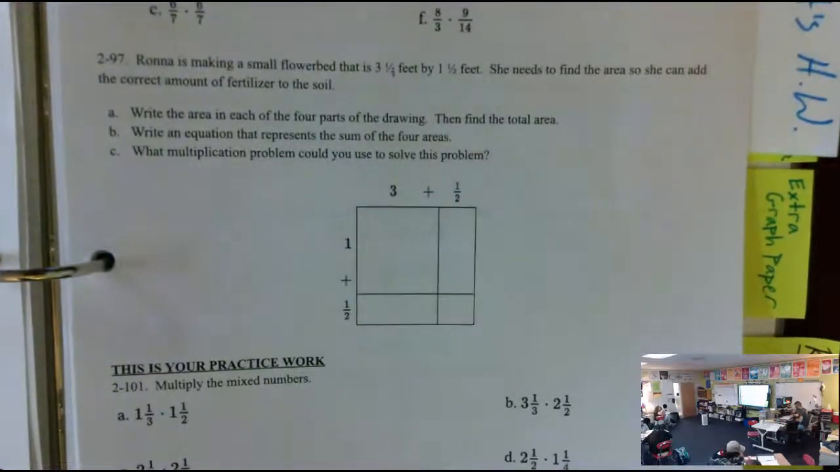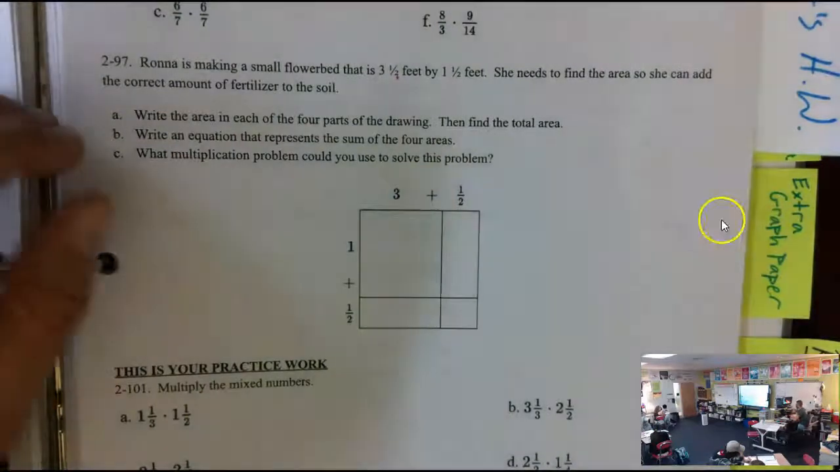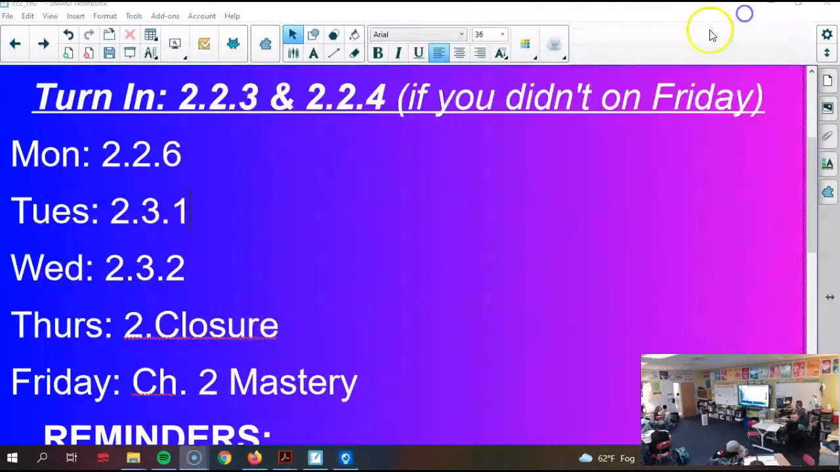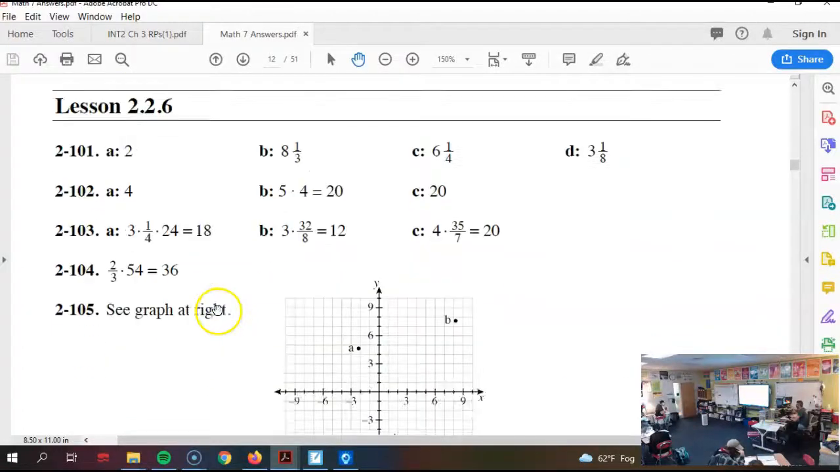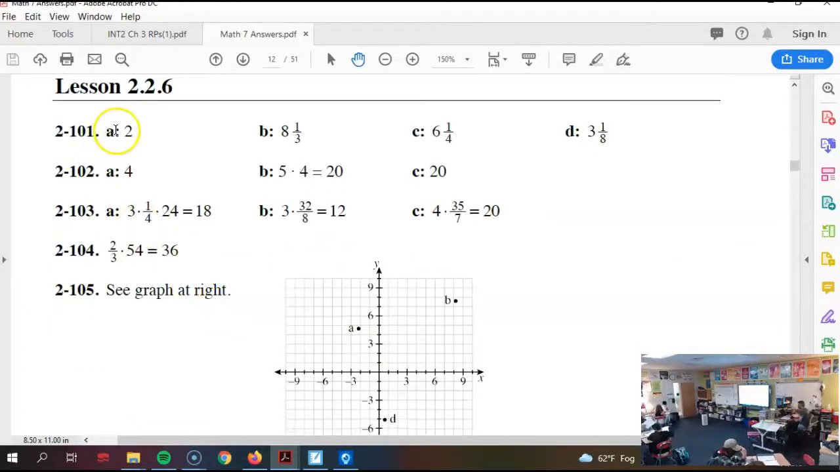Other answers, I guess 101, I should probably show you the answers for. So 101, if you have questions, please ask. Sorry, we kind of bounced around a little bit. Back on the front. A is just 2, because it becomes 4/3 times 3/2.